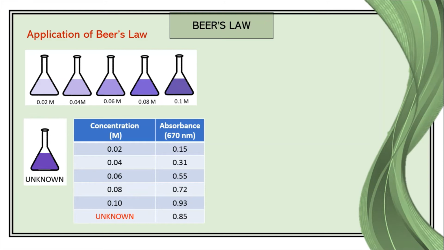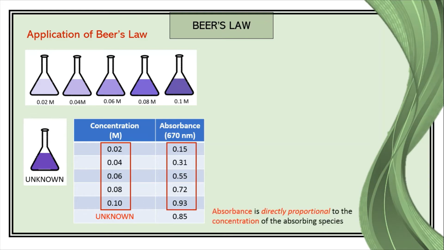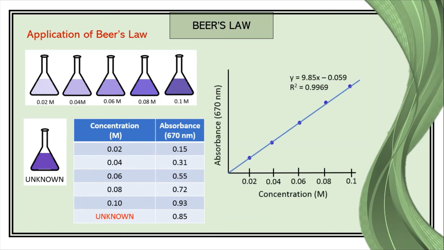As you can see, as the concentration increases, the absorbance also increases. And this is in line with what Beer's law has said. This data can be used to create a Beer's law plot, an absorbance versus concentration plot. Once I have this plot, the concentration of the unknown can be obtained by using the trendline equation.